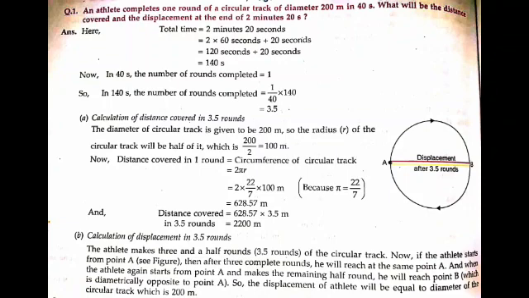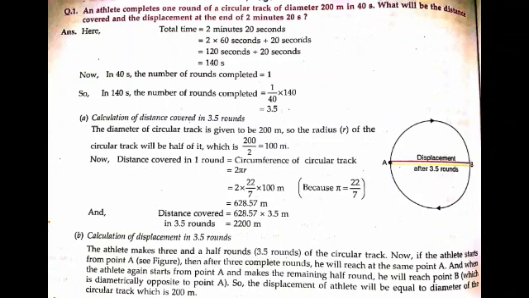After calculation, we have 628.57 meter. Therefore, distance covered in 3.5 rounds is equal to 628.57 into 3.5, which gives 2200 meter.